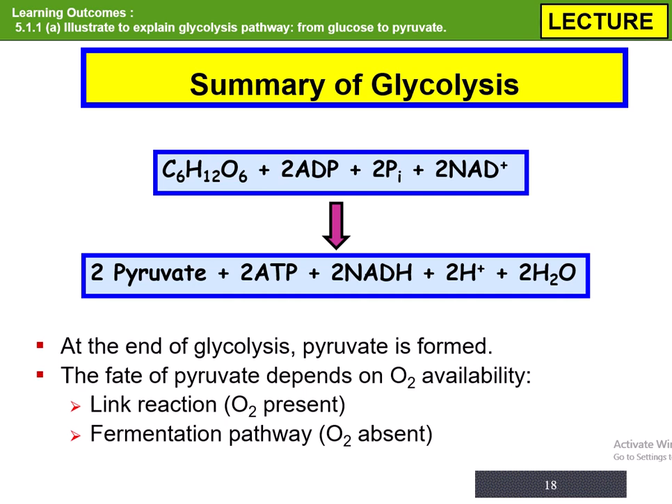Summary of glycolysis. At the end of glycolysis, pyruvate is formed. The fate of pyruvate depends on oxygen availability. If oxygen is present, pyruvate will go into the link reaction. If there is no oxygen, pyruvate will be involved in the fermentation pathway.